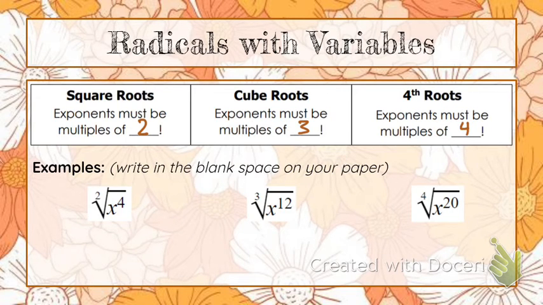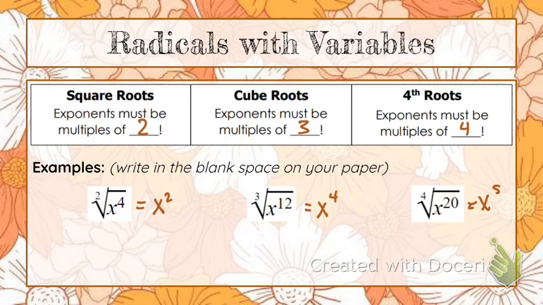And the way that we simplify perfect roots is we take the power divided by the root. So 4 divided by 2 is 2. That means that this equals x squared with no radical. In this one, 12 divided by 3 is 4, so this equals x to the 4th. And then finally, in the last one, 20 divided by 4 is 5, so this is just going to equal x to the 5th.